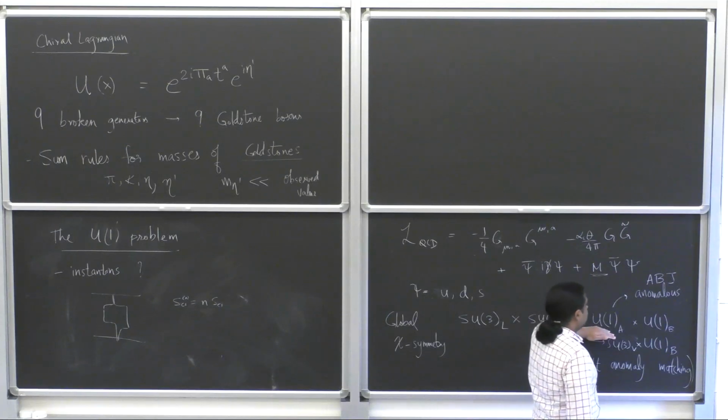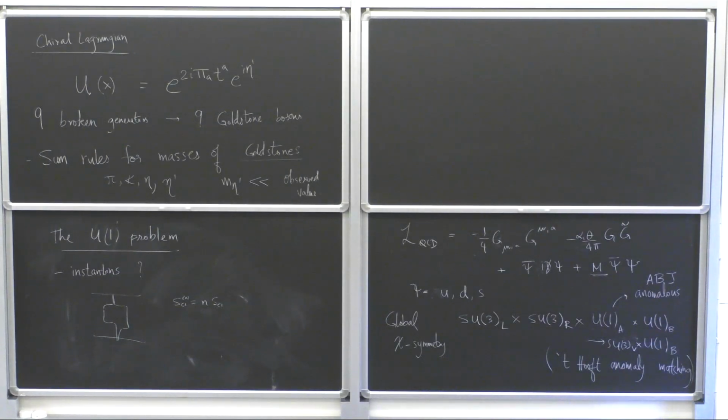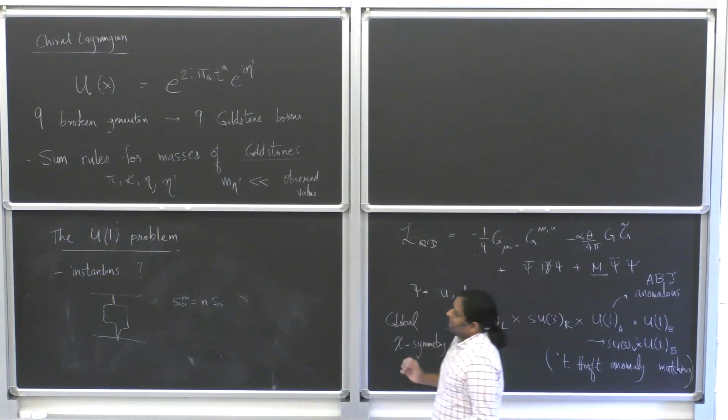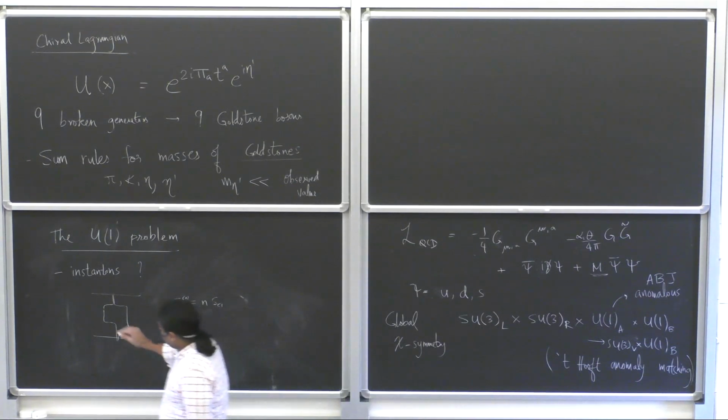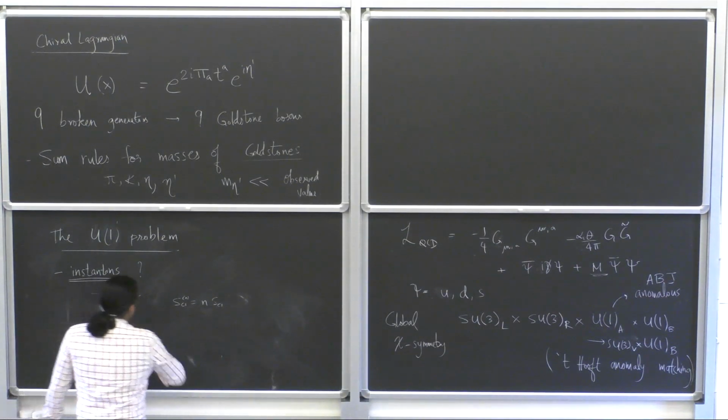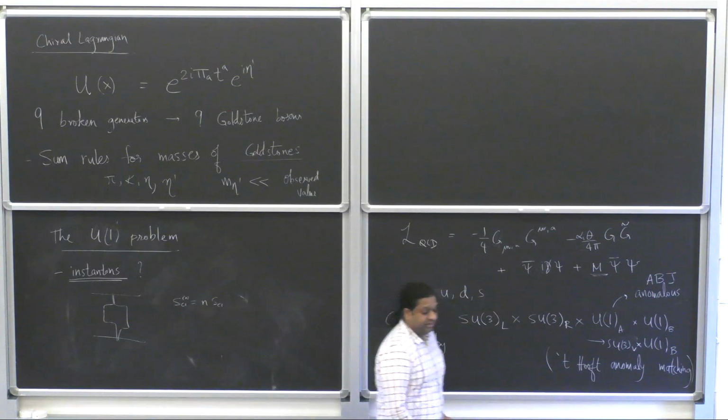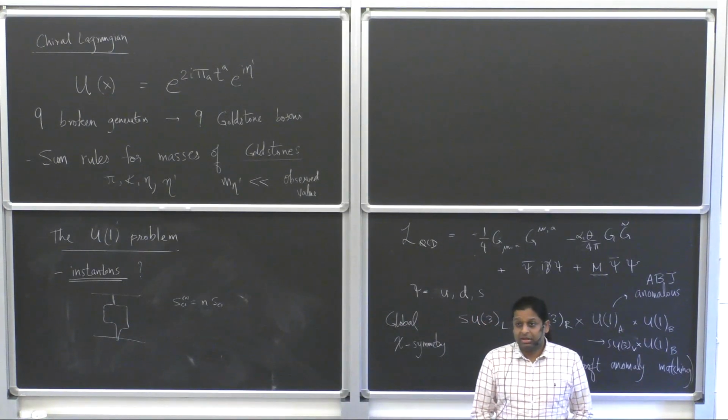is ABJ anomalous with QCD, and it's broken, so we should not expect the eta prime to be a massless Goldstone or a light Goldstone. Whether it's actually instantons in a calculable framework that contribute to the eta prime mass is not really clear.